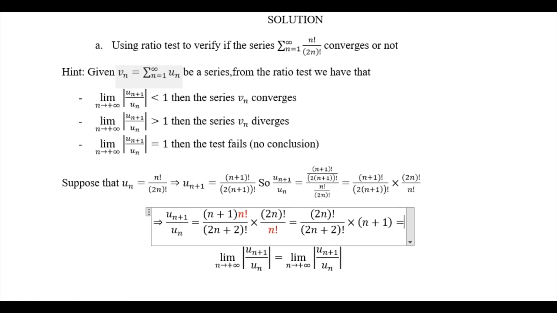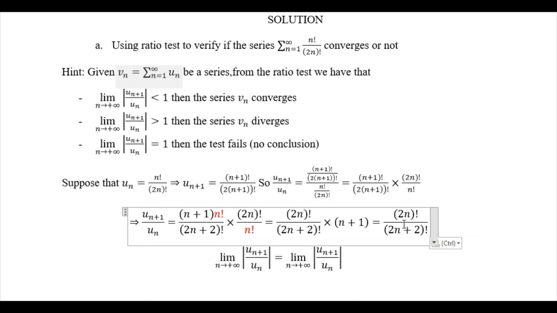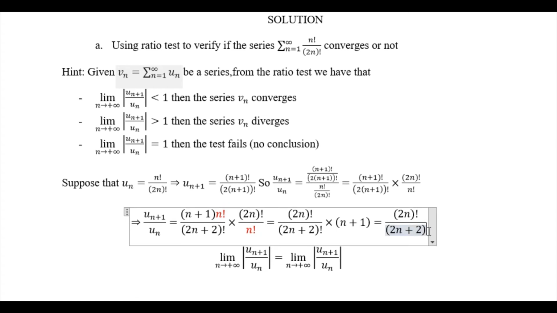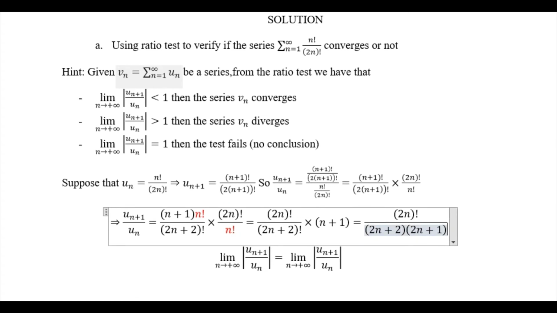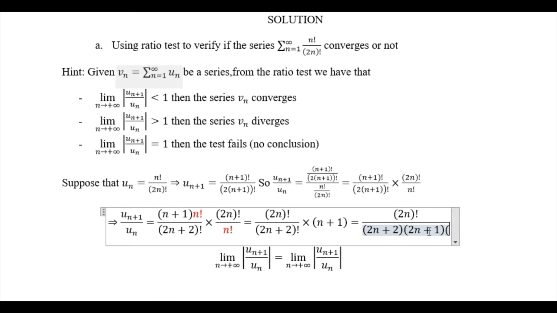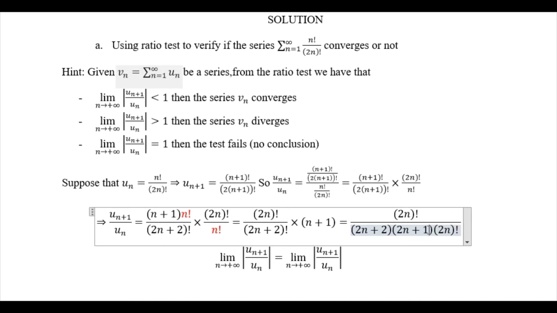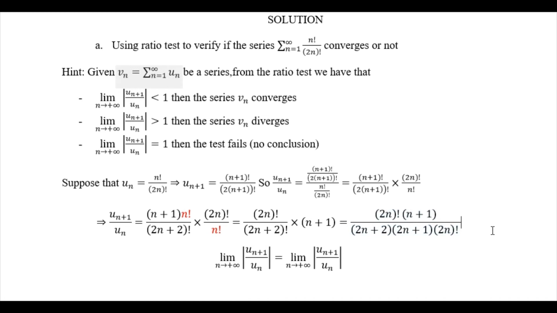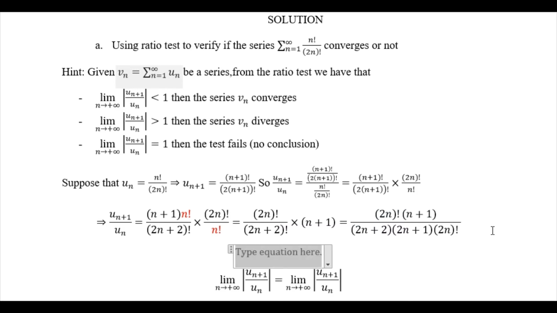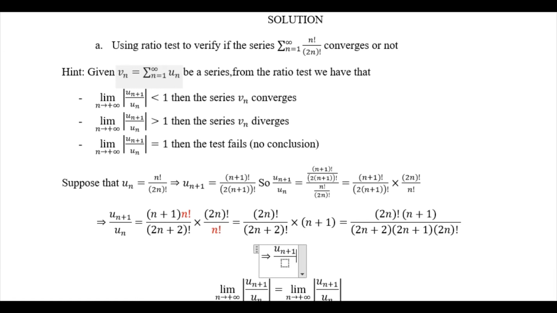All right, so from there we can also try to simplify 2n plus 2 all factorial. So 2n plus 2 all factorial can be simplified to 2n plus 2 times 2n plus 1, then times 2n all that factorial. So let's also multiply with our n plus 1. Okay, so we are getting closer to getting a simplified version of u of n plus 1 divided by u of n.